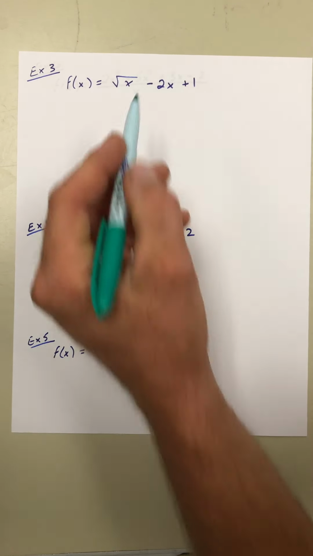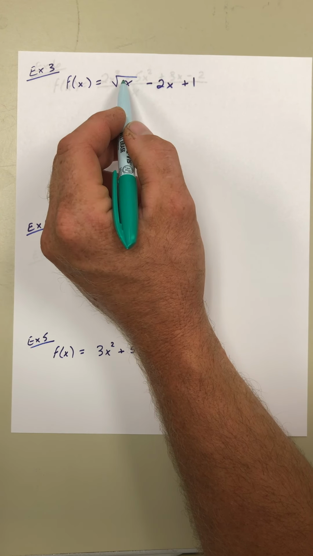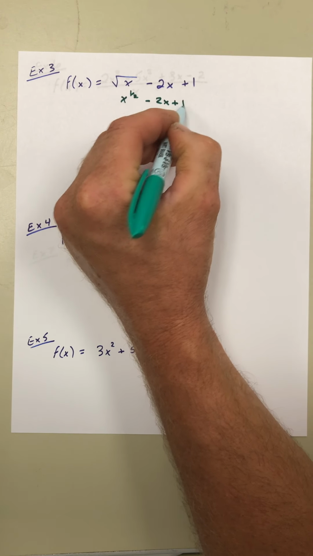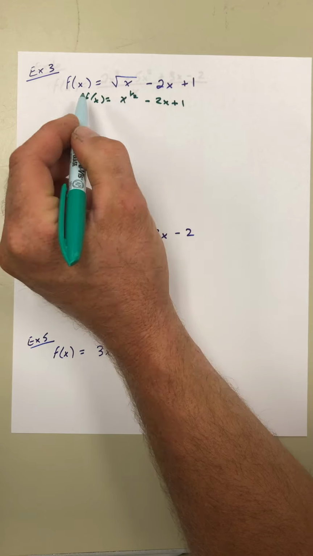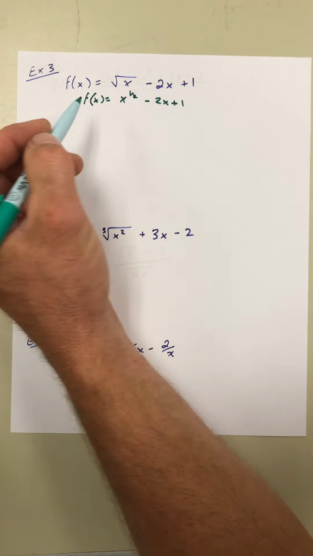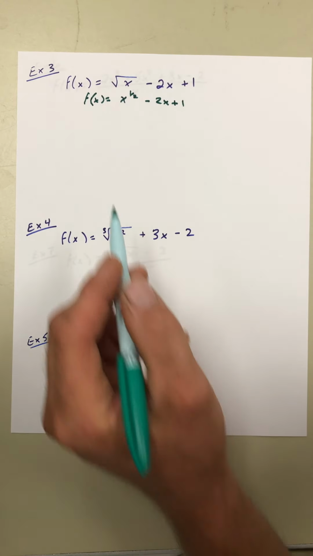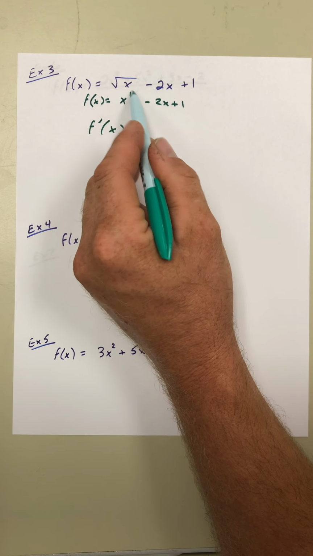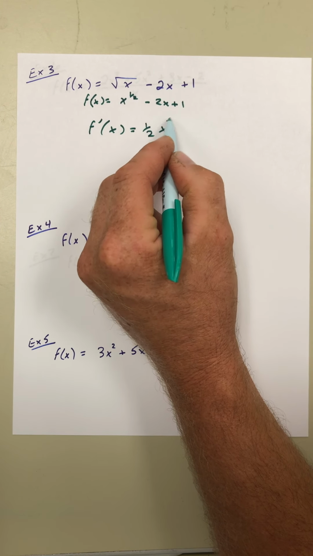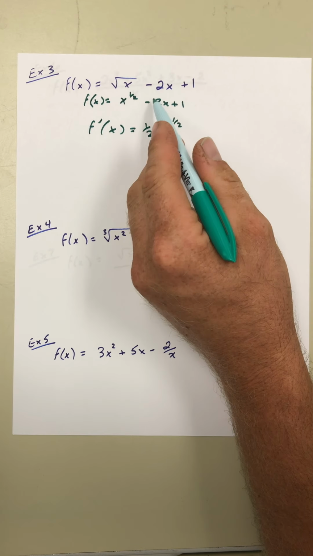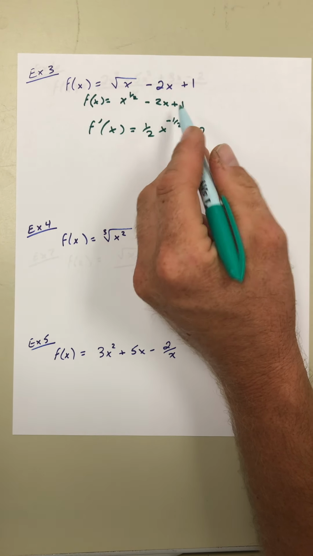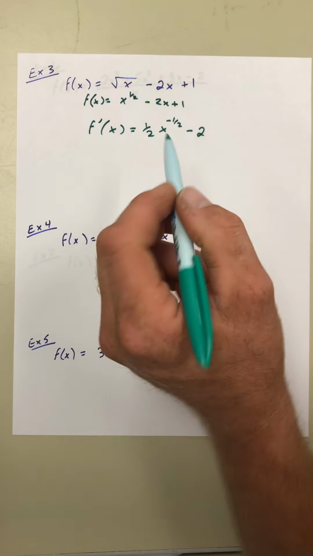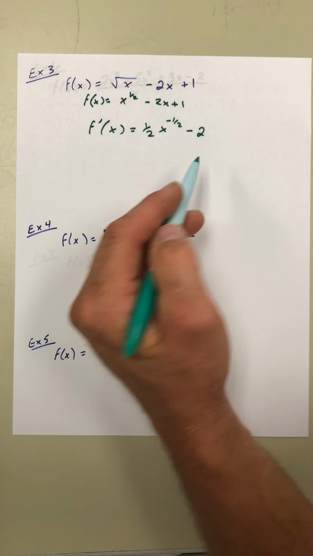Example 3 here. We have the square root of x minus 2x plus 1. This is not in power form, so we have to rewrite it as x to the 1/2 minus 2x plus 1. I'm going to label that as f of x so we don't get confused whether we're working with the derivative or the original function. Now I can find the derivative, f prime of x. The 1/2 is going to come to the front. I'm going to decrease the exponent by 1, so we get negative 1/2. For negative 2x, the derivative is going to be negative 2. For plus 1, we have a constant, so the derivative is going to be 0, since we have a horizontal line there. So this is a good enough answer.